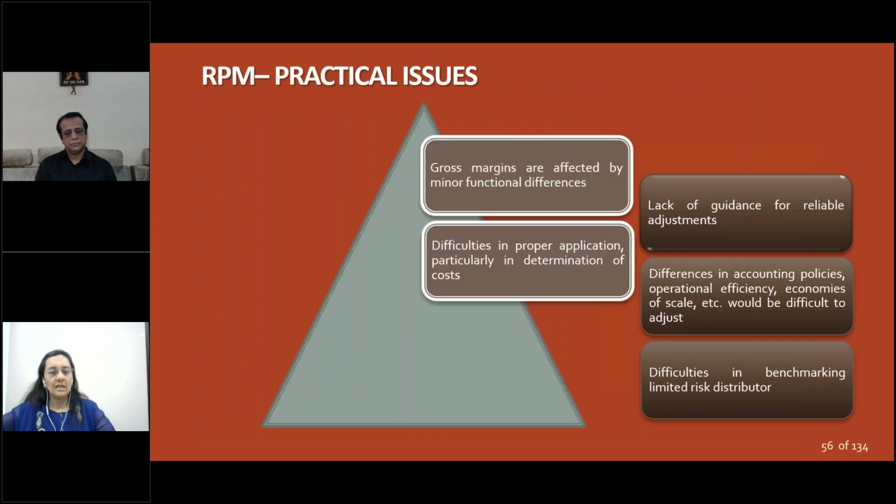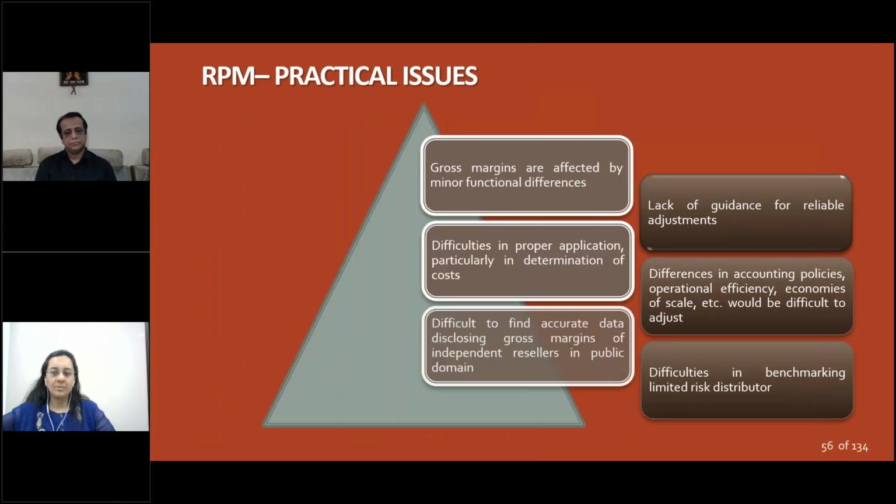Practical issues in application of RPM. So gross margins can be affected by minor functional differences. Both RPM and CPM require you to be very sure of what is the FAR of the comparables and how is that FAR applicable or comparable to the FAR of the tested party.